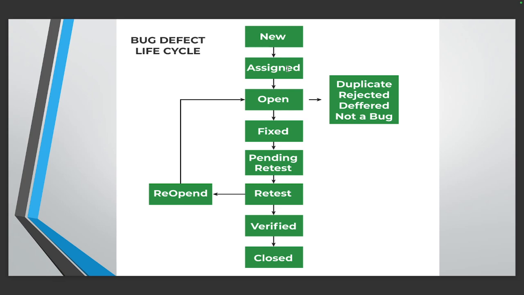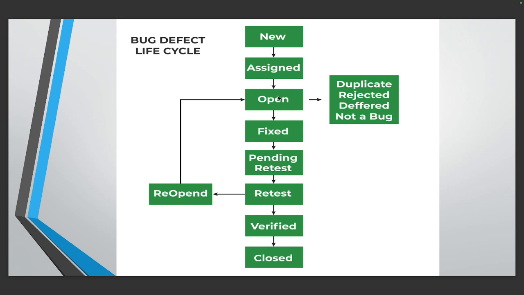Okay. After assigning some developer, the developer tries to open this bug. At this time, we change it to open. So in this open state, the defect is being addressed by the developer team, and the developer team works on the defect trying to fix it based on some specific reason.